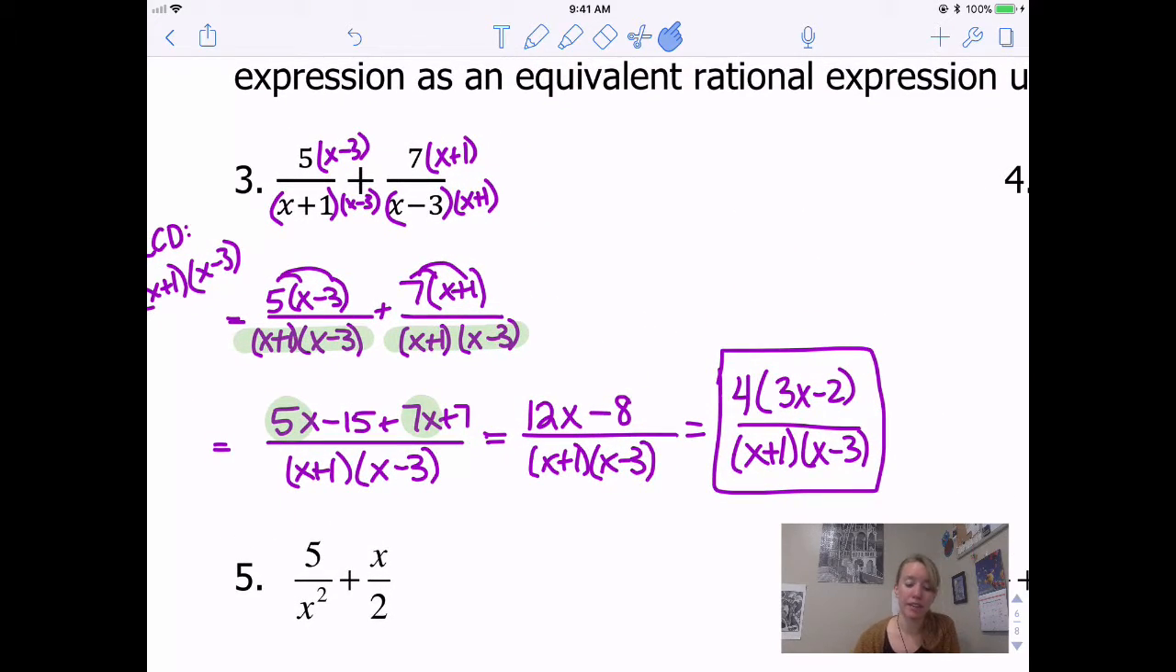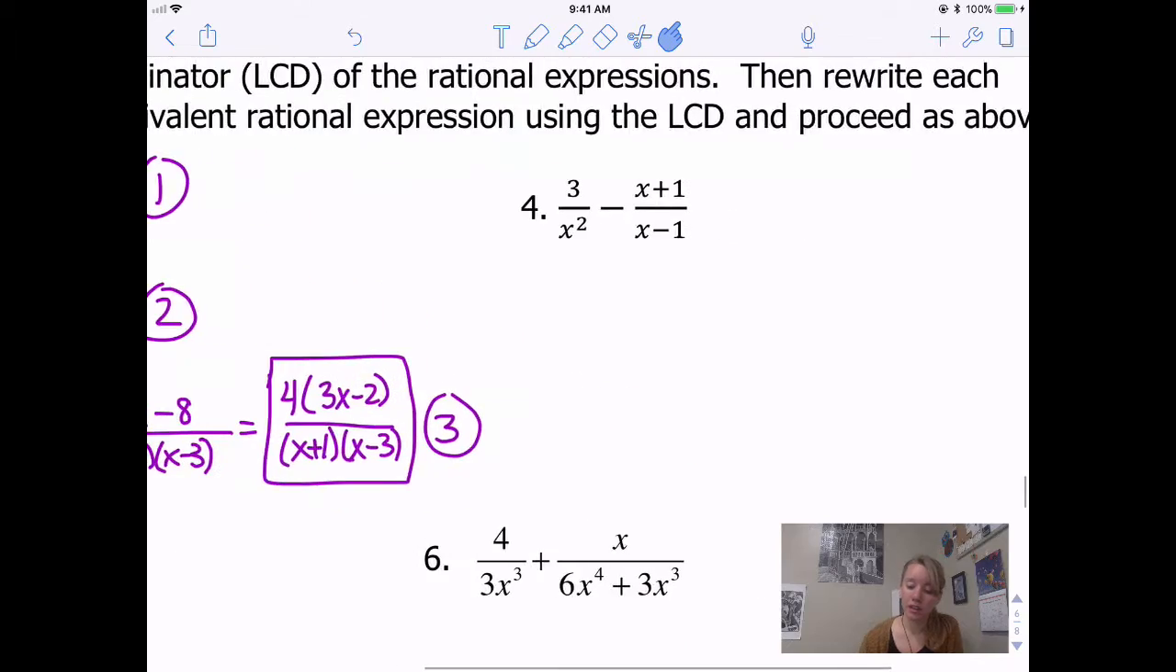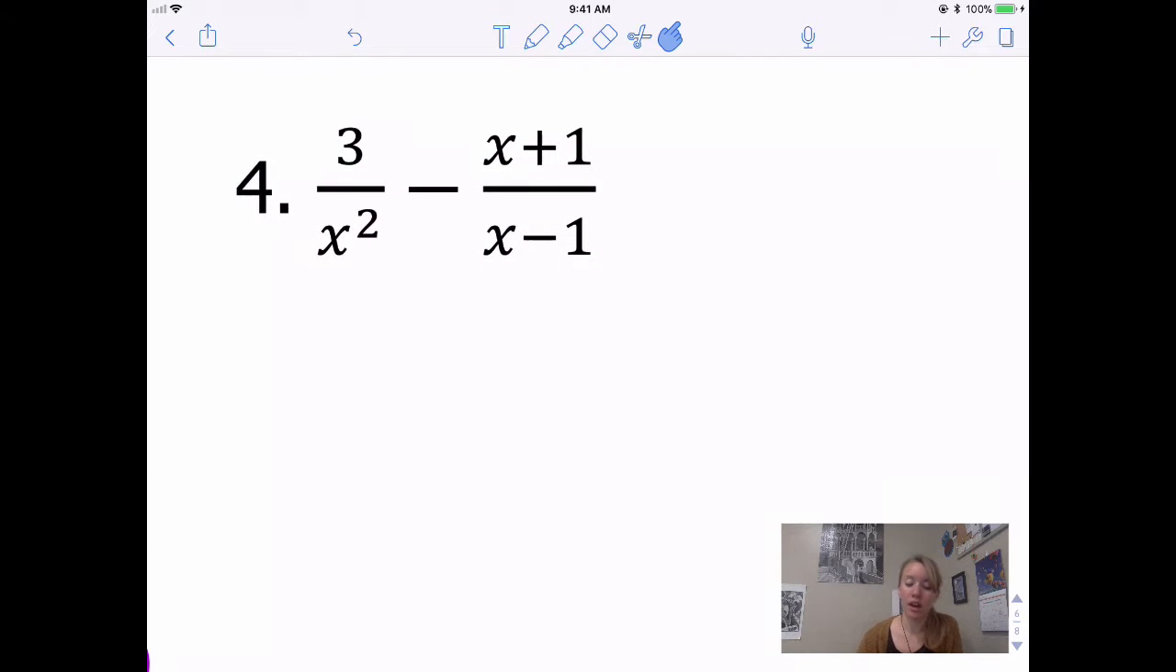So that's the big thing that you want to do with LCDs. Find your LCD first. So this is like step 1, finding the LCD. Step 2 is rewriting your fractions, and then 3 is combining all of your like terms. So take a look at number 4. I definitely don't have an LCD because my denominators are x squared and x minus 1. So what I really want is for both of those terms to be in the common denominator.